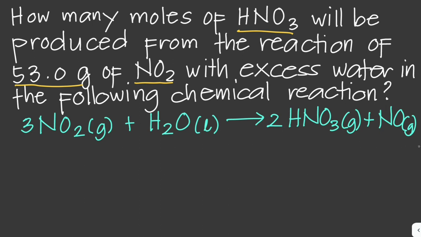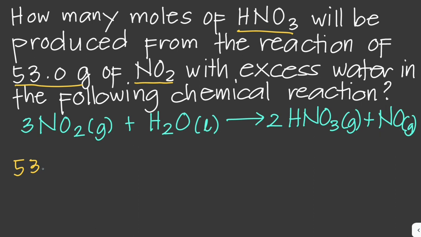So we're given this chemical reaction here. Let's just take a look, check if it's balanced. So we have 3 nitrogen here, 3 nitrogen, oxygen is 7, 7. Water, hydrogen, 2 moles of hydrogen. So it's balanced, and now we can start solving the problem. So we're given here 53.0 grams of NO2. We can start from there.